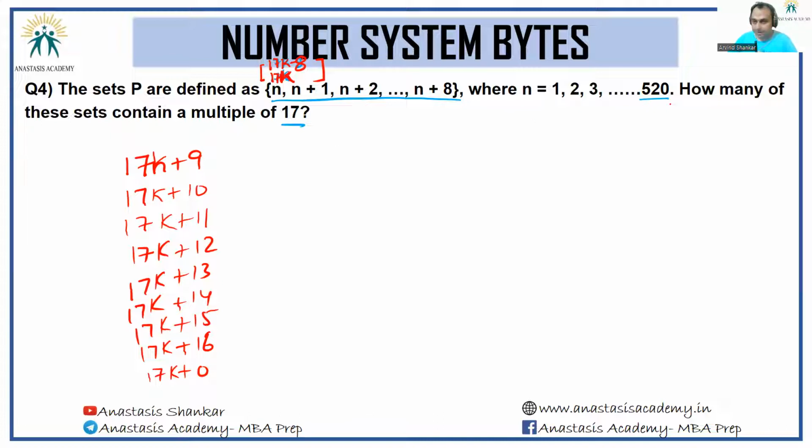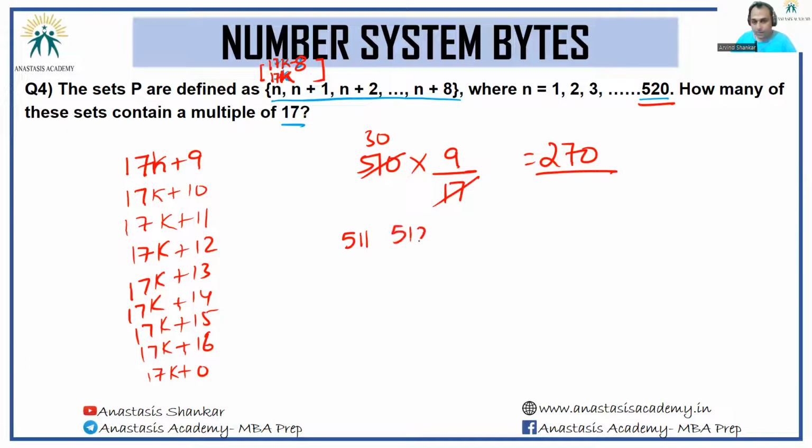So under 520, the largest multiple of 17 that I can see is 510. 510 into 9 by 17. Cancel, cancel, I get 30. 270 numbers are definitely counted. What are left are 511, 512, 513, 514, 515, 516, 517, 518, 519, and 520.